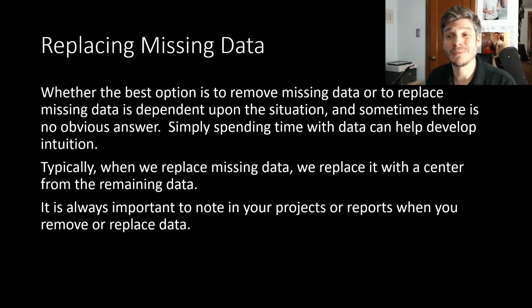We say, all right, well, it's missing, but it's probably what the average would have been anyway. And that way it doesn't change what that center would be. It would still be the same average just because we're adding in what the average would be as an extra observation. And again, it allows us to retain all of our observations.